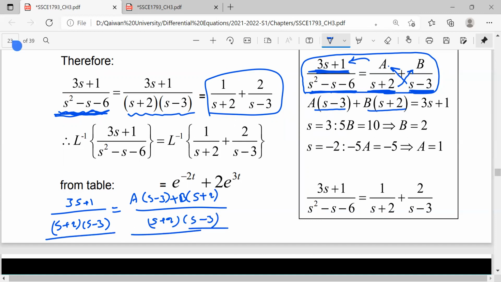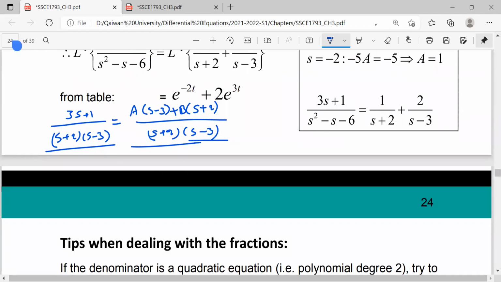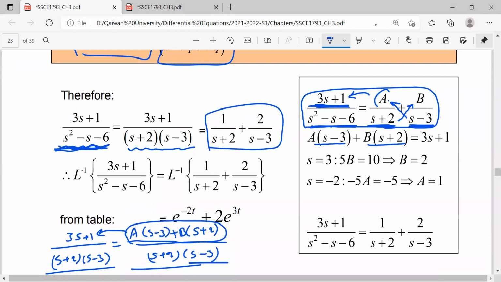These two denominators are equal, so their numerators must be equal, because these two fractions are equal. That means a times s minus 3 plus b times s plus 2 equals 3s plus 1. We equate these two, then we find the values of a and b. After finding the values of a and b, we return them to here and here. So a here is 1 and b here is 2. We get these two fractions.